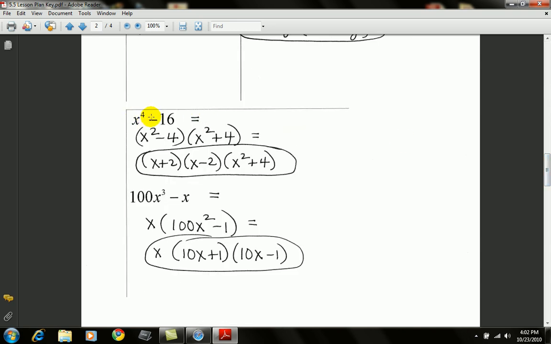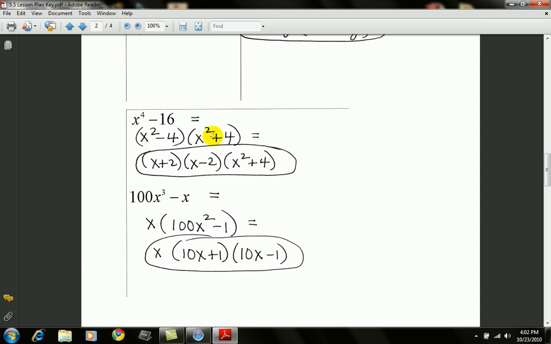Okay, x to the fourth minus 16. This starts as the x to the fourth is a perfect square because it's x squared times x squared. 16 is a perfect square, 4 times 4. This is the difference of two perfect squares. One's a plus and one's a minus. But notice where I'm pointing, we're not done, because x squared minus 4 is the difference of two perfect squares again. In fact, that breaks into x plus 2 times x minus 2.